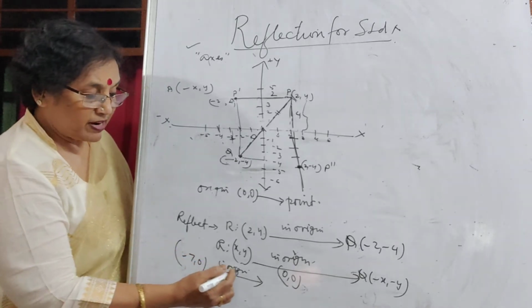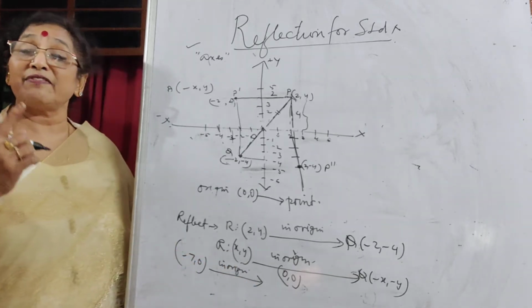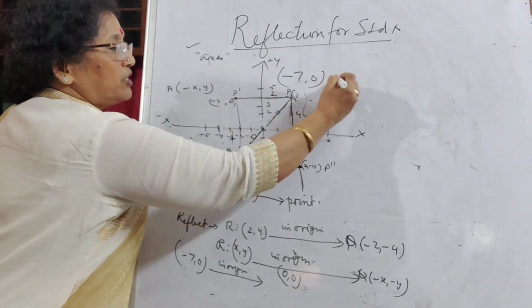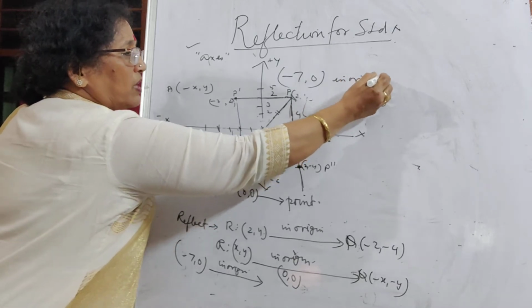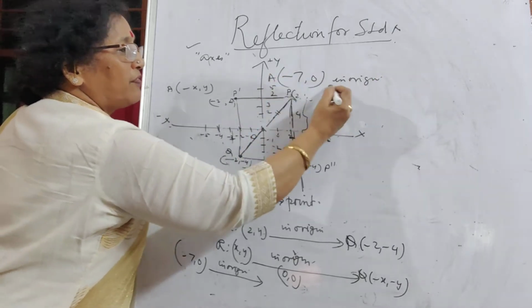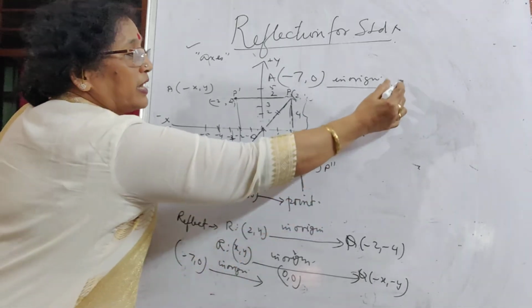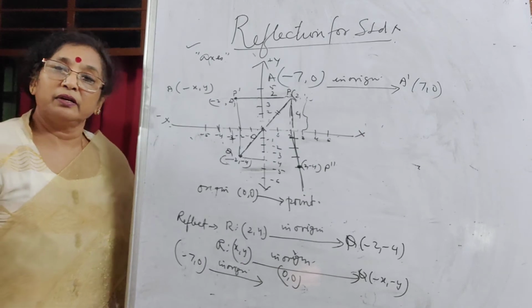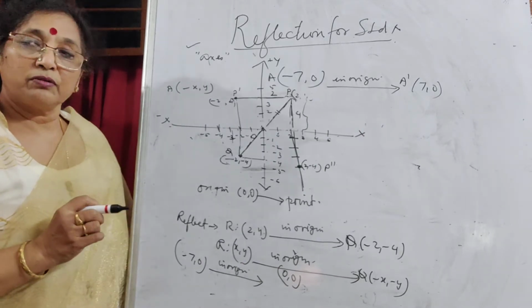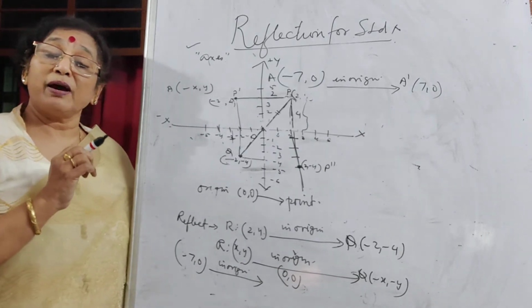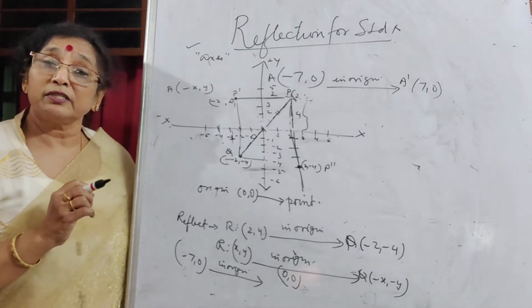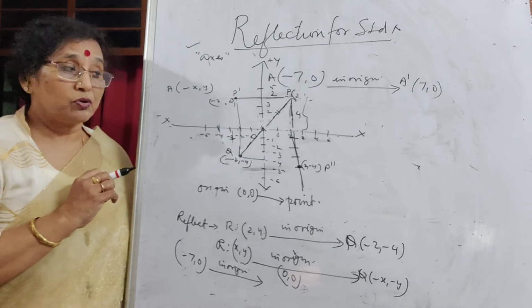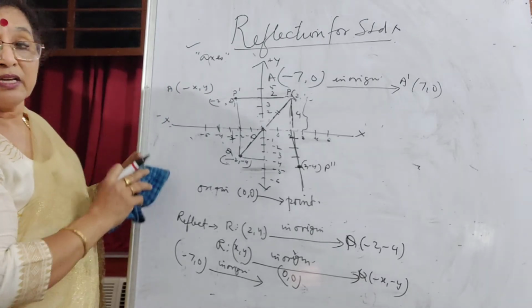So I cannot write reflection in origin as minus 7, minus 0. So minus 7, 0 in origin: A reflected will be A dash, which is 7, 0. No minus 0, children. In case you write minus 0, you should not. There's no minus 0, there's no plus 0. 0 has no sign. It's a non-negative integer. So that is the answer.